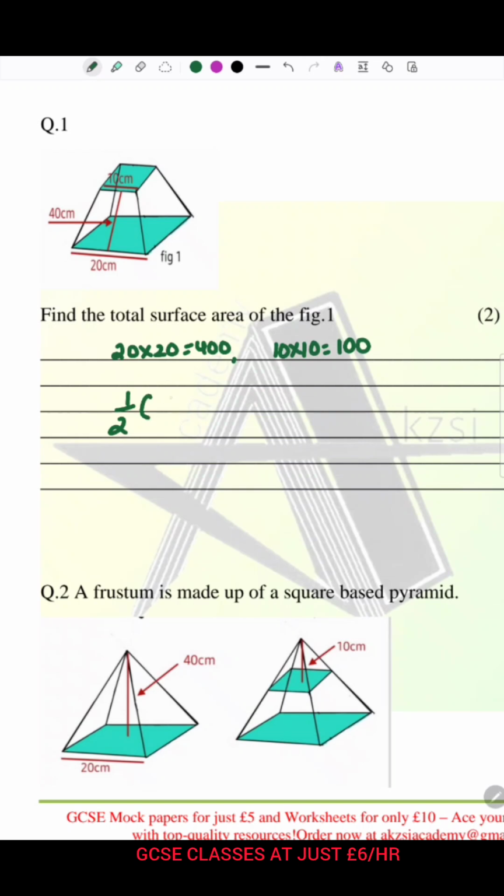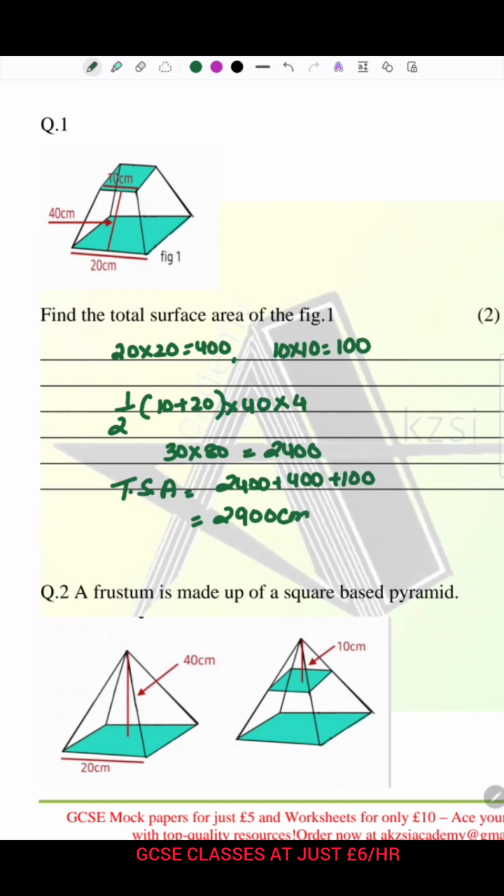So half times the 2 parallel sides times the height between them, and I'm directly multiplying by 4 here. That will give me the total surface area of all the 4 side faces. This will be 30 times 80, which will give you 2400. That means the total surface area is 2400 plus 400 plus 100, which will give you 2900 centimeters squared. And this is your final answer.